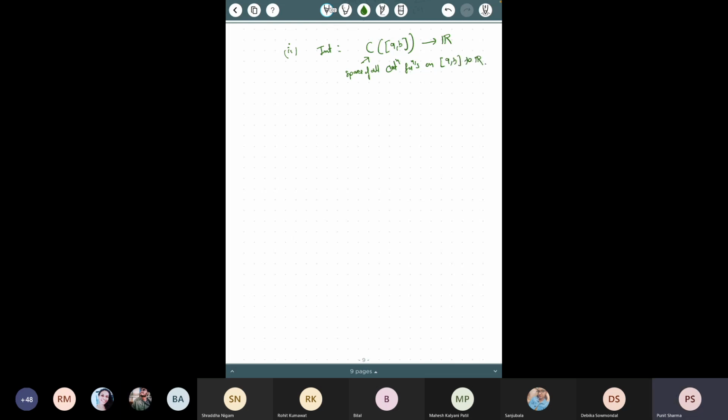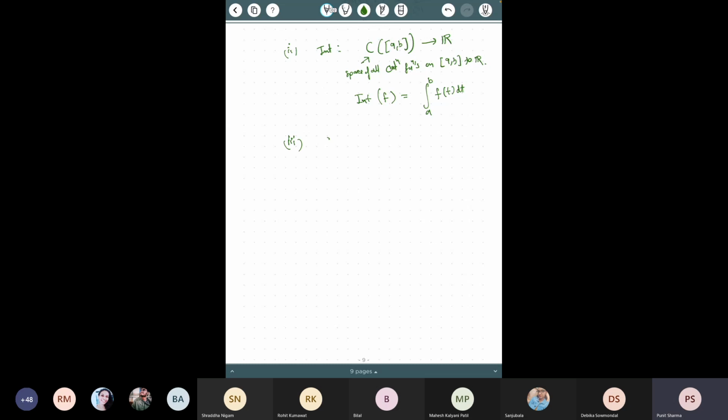So these are real valued continuous functions on the closed interval [a, b]. And how is this integral function defined? You take any function here and send it to this definite integral. Now this is again a linear functional. This you can also verify.